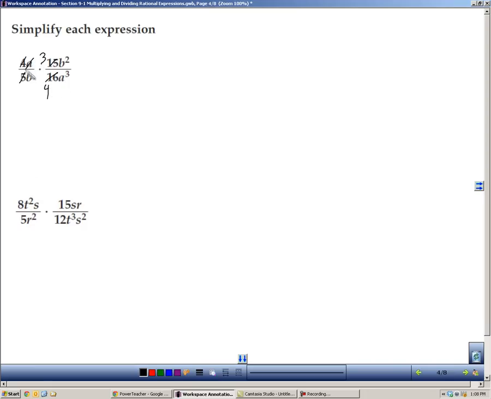I see one a on top and then an a cubed on the bottom, leaving me a squared on the bottom, and then one of the b's on the bottom and the top will cancel. So I'm ending up with a 3b on top and a 4a squared on the bottom. Now if you're going to do it this way when you cross things off, you just have to be careful that you don't forget something.